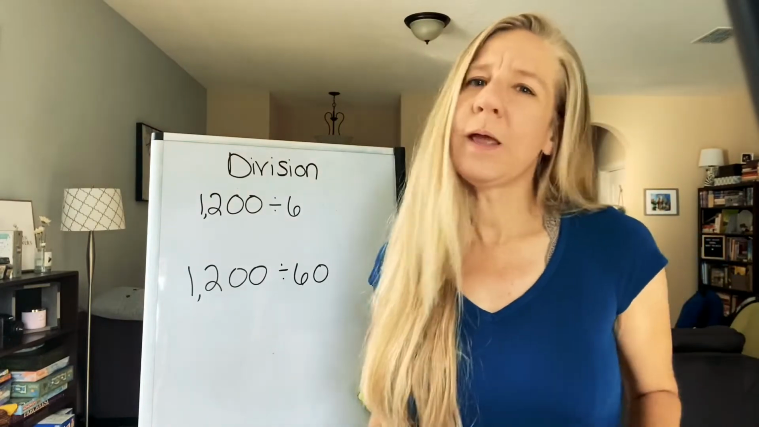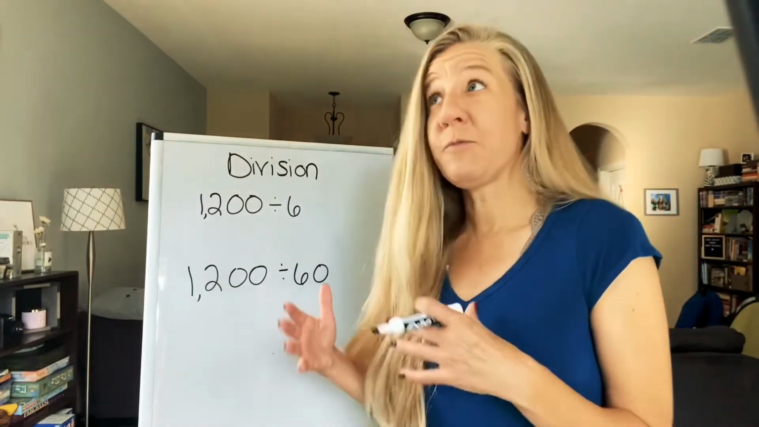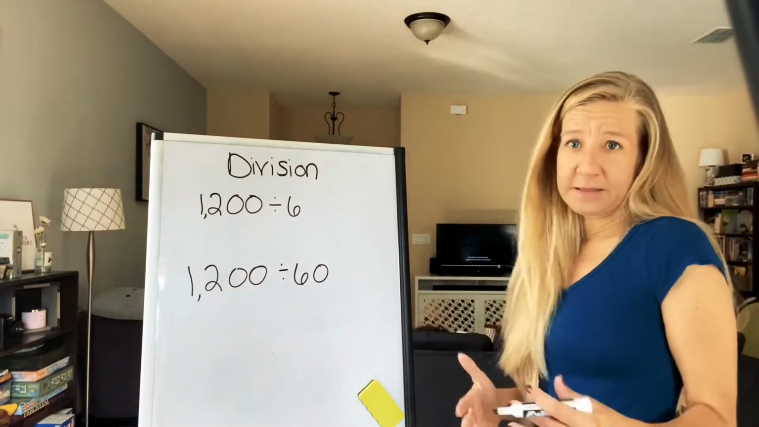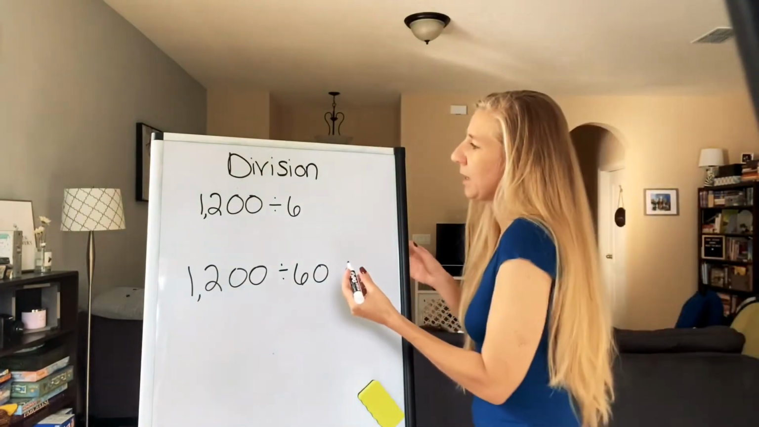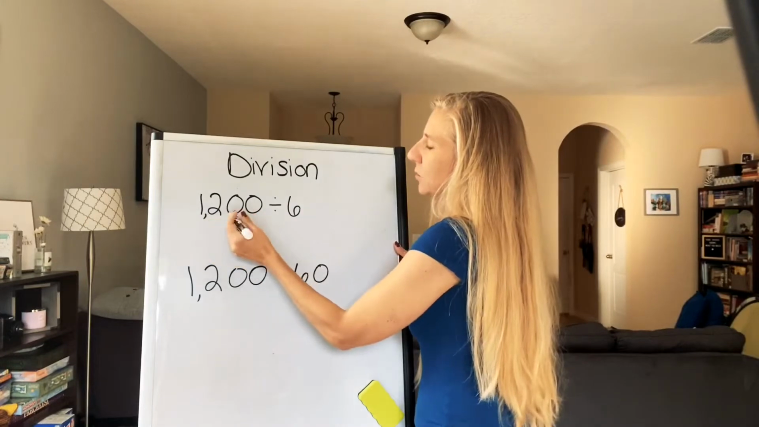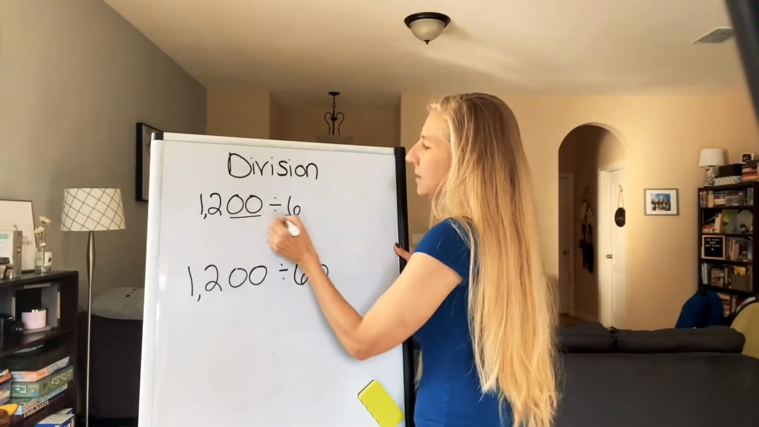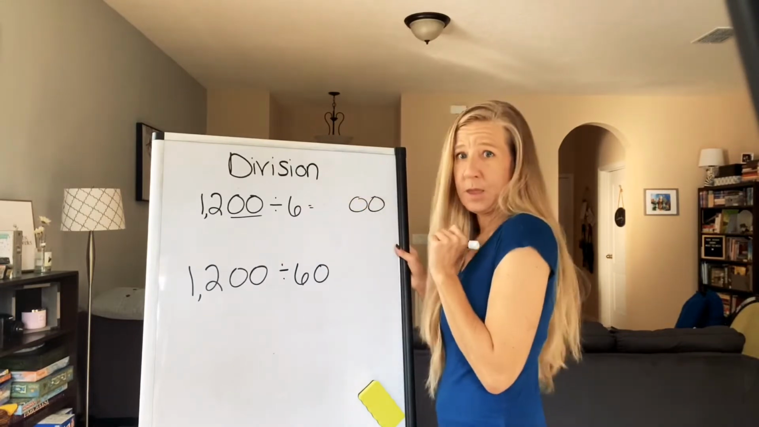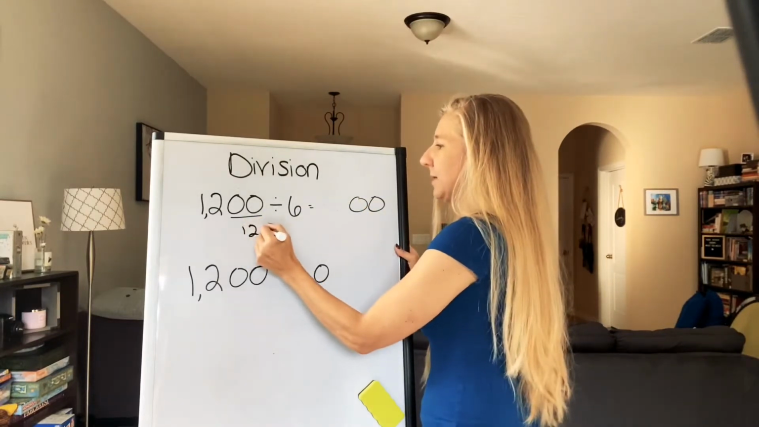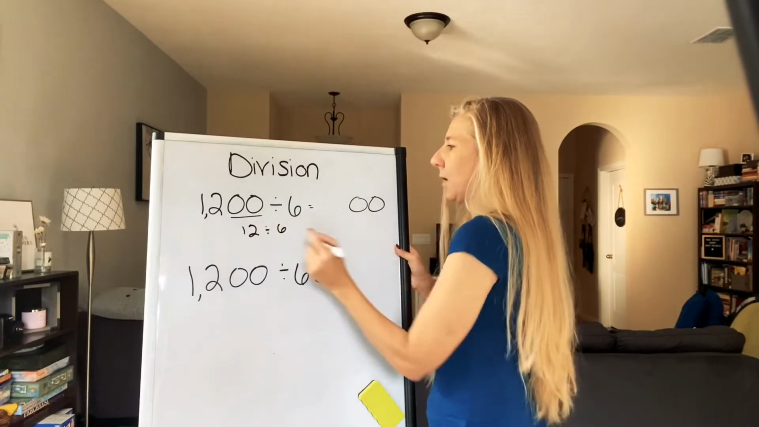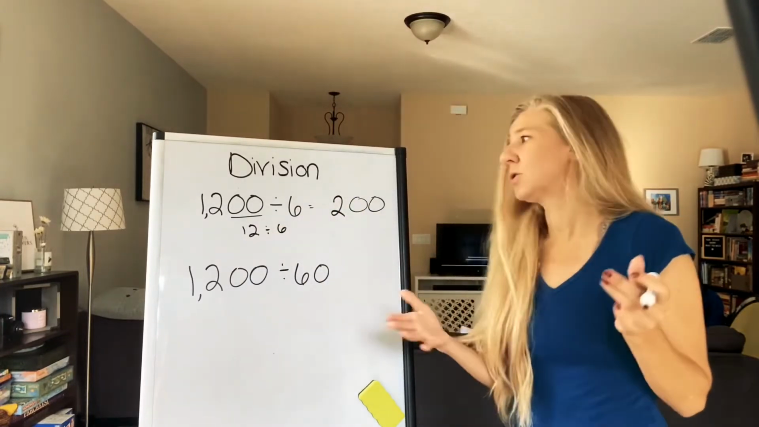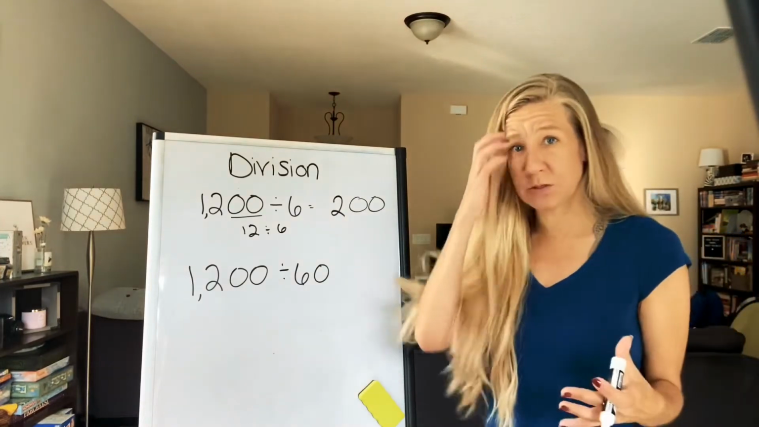Just like when multiplying with our extended facts, we can, if possible, drop the zeros off and divide and then add the zeros back on. So for example, here, 1,200 divided by 6, we can take these two zeros off and put them on our answer and do 12 divided by 6, which would be 2, and then those two zeros obviously go on our answer. So 1,200 divided by 6 would be 200.